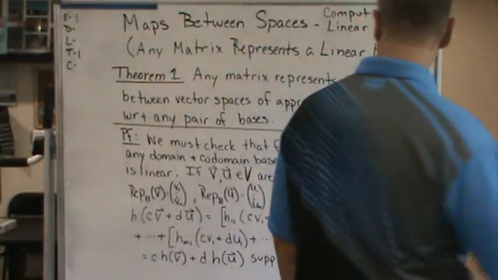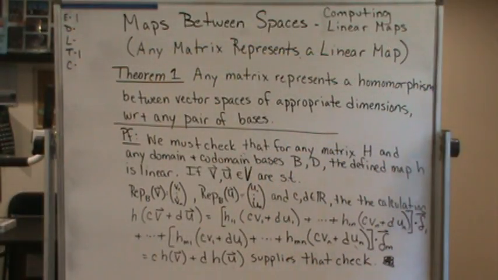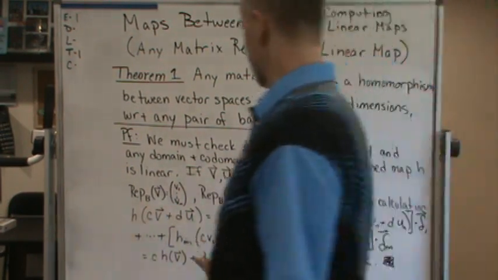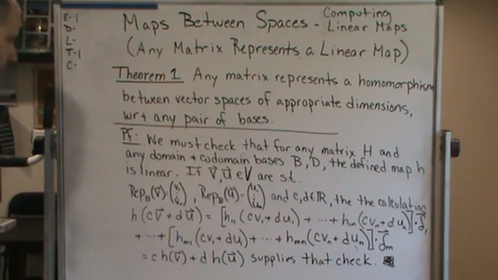Okay, so here's theorem 1. It says any matrix represents a homomorphism between vector spaces of appropriate dimensions with respect to any pair of bases. So the proof is pretty straightforward. So let's just go through it here quickly.